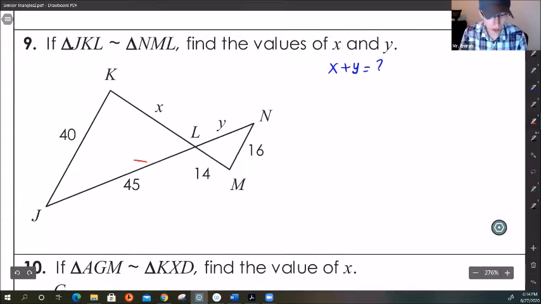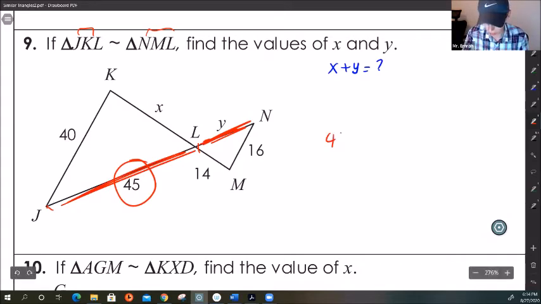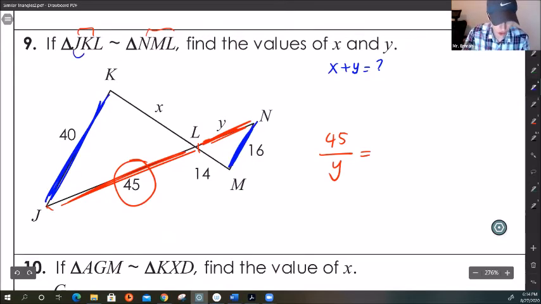Okay, so tell me what side corresponds to 45. This time I'm not gonna go with letters, but you can go with letters. JL corresponds to ML, which is this one, right? So these 2 sides are corresponding here. They're the longest sides in these triangles. So I can write 45 over Y. Then I'm gonna pick 2 sides that have the measures already. So 40 corresponds to 16, right? So that's gonna be 40 over 16.